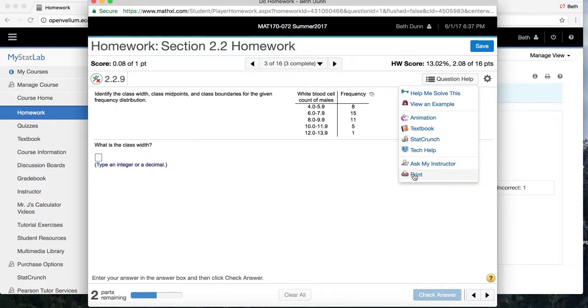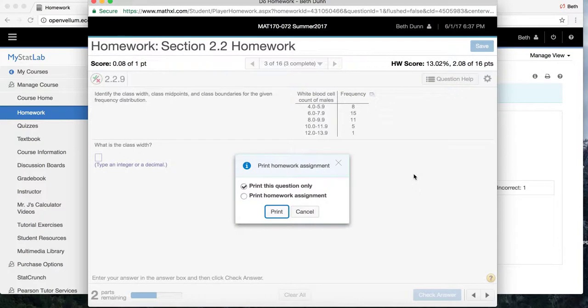You could also click on this print. Some students don't like doing their homework online. If you're one of those students, you can print them out, and you're still going to have to submit your answers online, but you can do it on paper and pencil and then put your answers in there. This indicates that you can print just this question out. If you click on this circle, then you can print the entire homework assignment, which a lot of students like to do if you have an endless supply of paper and ink.